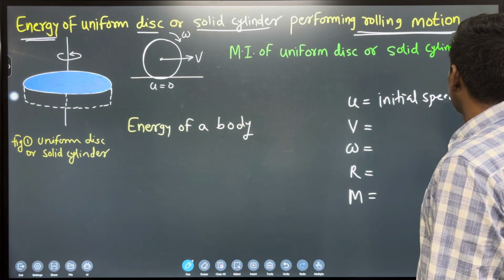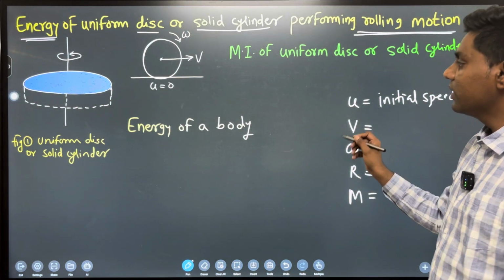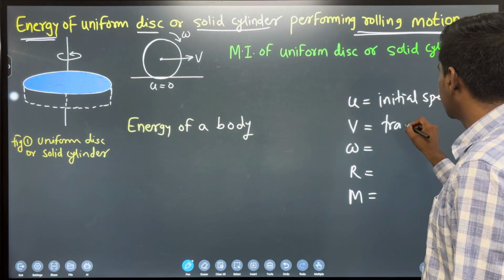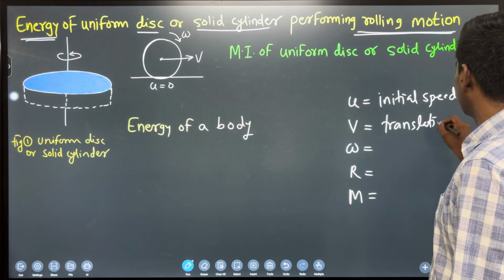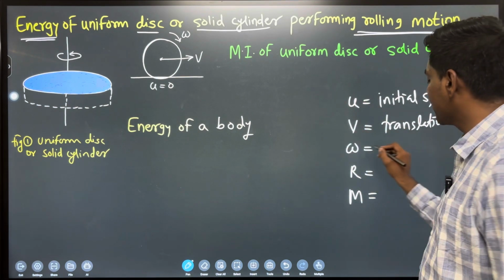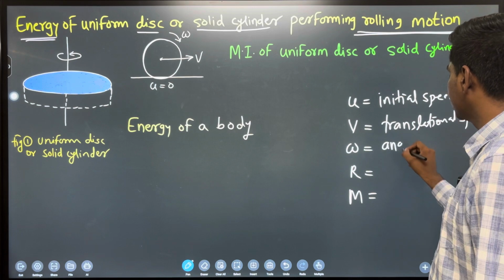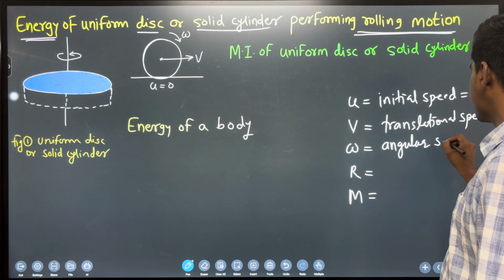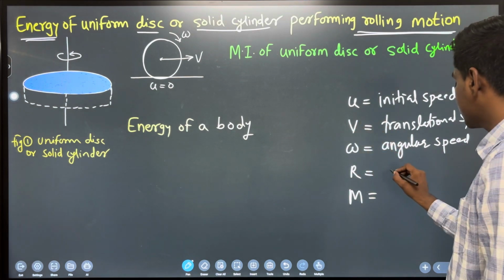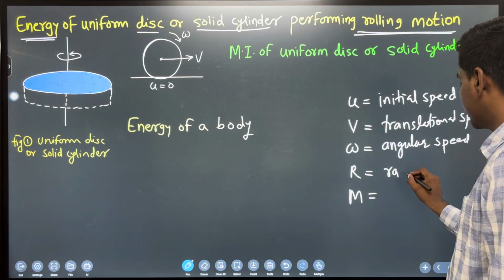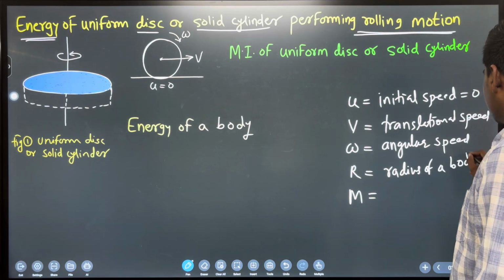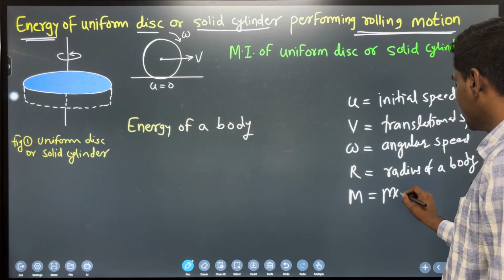जब ये start होगा तो उसका speed 0 रहेगा. v be the, when it's performing the rolling motion, v be the translational speed. Omega be the angular speed. Then r be the radius of the disc or solid cylinder, radius of a body. Then m be the mass of the body.